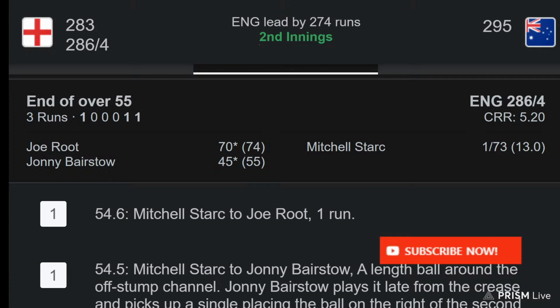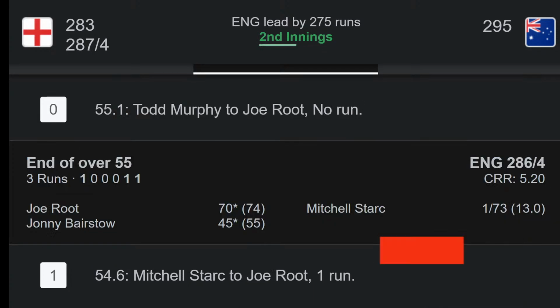In over number 55, 3 runs taken: first ball, fifth ball, and sixth ball. Joe Root 70 of 74, Johnny Bairstow 45 of 55, Mitchell Starc 1 for 73 in 13 overs. So England 286 for the loss of 4 wickets, and the current run rate is 5.20.